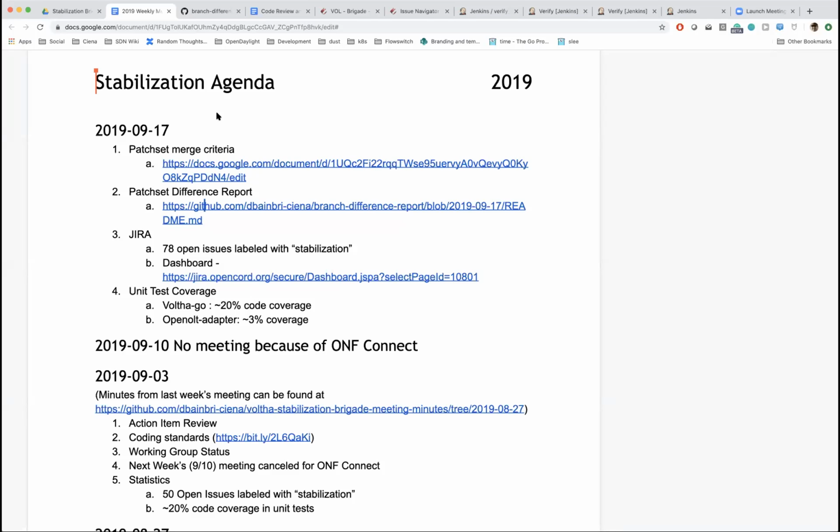You can see the first column, which basically says which repository, second branch, and then owner, and then patch set ID, comment, all those types of things. So in the Volta Go, we have 2 patch sets that need to be resolved in terms of cherry picking. In OpenOLT adapter, something like 4, and OpenONU adapter, something like 3.